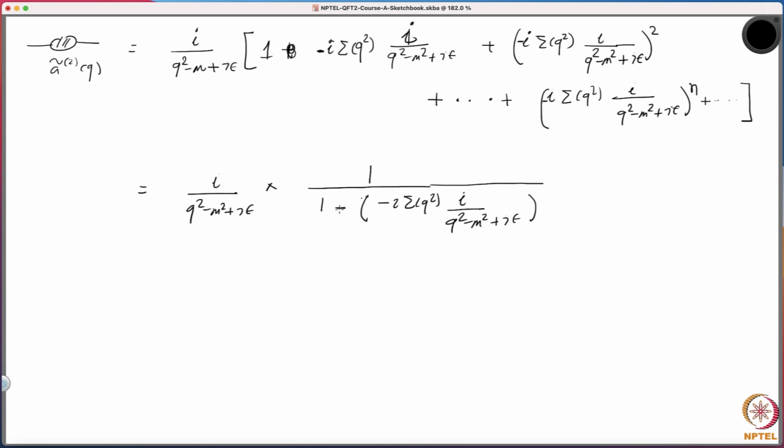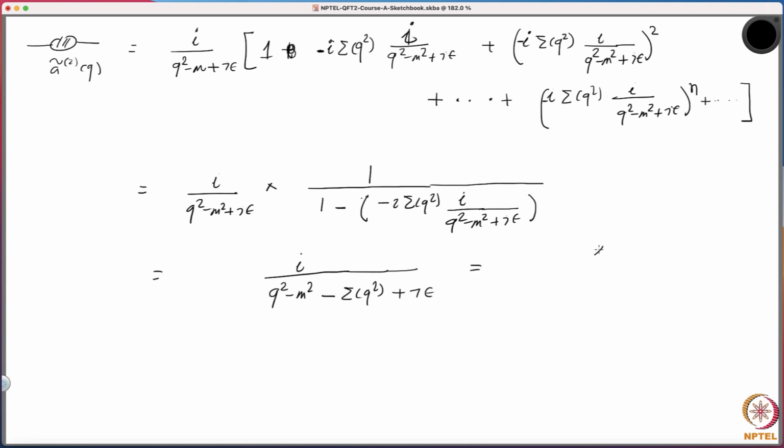Okay, let's see, minus times minus gives plus, and I times I gives minus 1. I square is minus 1. So I get an overall minus sign here, and you have this factor. So these two cancel. Okay, and you get I over q square minus m square plus I epsilon. I am multiplying this factor here, and then you get a minus. This plus epsilon I will write at the end. You get minus sigma of q square plus I epsilon.